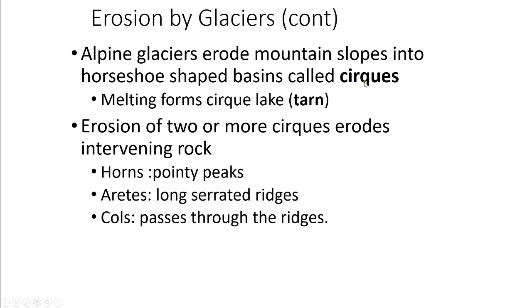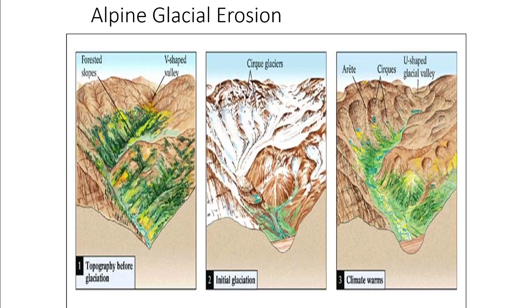Erosion of two or more cirques erodes the intervening rock. So you can have something called a horn, which is exactly that. It's been eroded away on three sides. And an arête, which is a long serrated ridge, like a steak knife. And cols, which are passes through the ridges. So we better look at a picture of that.